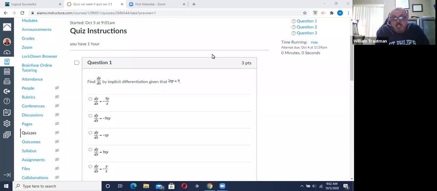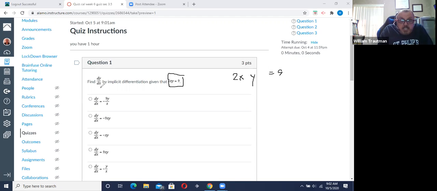Okay, so let's take a look at this first problem. This is the week 6 quiz on section 3.5 on implicit differentiation. God, I should have done this before I did that last section. So it says use implicit differentiation on this 2xy.